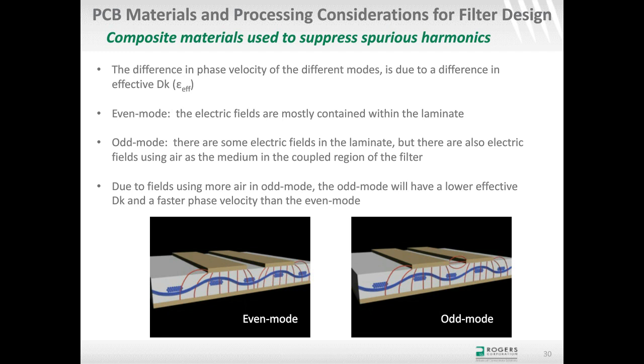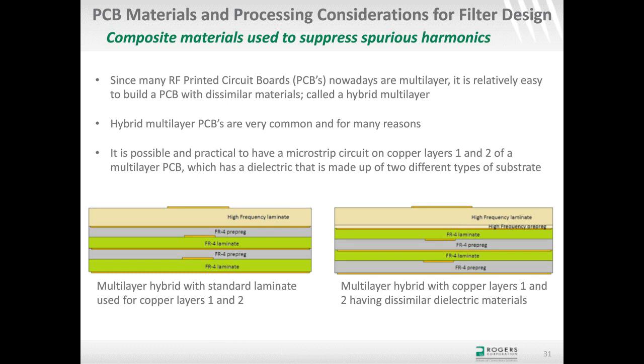To implement this concept that I'm going to show in the next few slides is actually pretty easy nowadays, because I see so many RF printed circuit boards that are multi-layers, and a lot of these multi-layer printed circuit boards are hybrids, which means that they're using dissimilar materials in the multi-layer stack-up, and they do this for a lot of different reasons. But I've given an example here of a six copper layer circuit on the left and on the right. They're both the same 6 copper layer circuit.